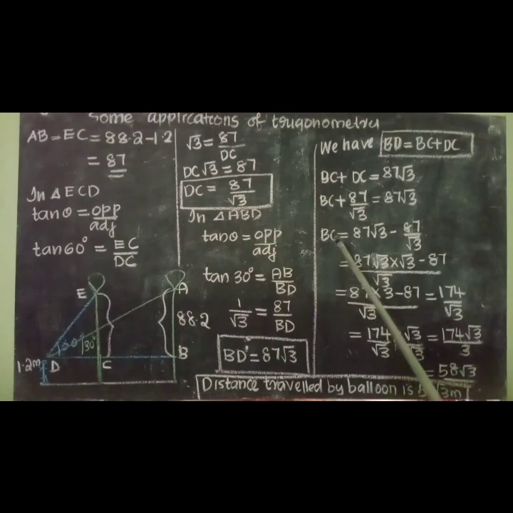So we got BC. BC is this length. This is same as this EA. So it is the distance travelled by the balloon. So we can conclude, therefore, the distance travelled by the balloon is 58 root 3 meter.